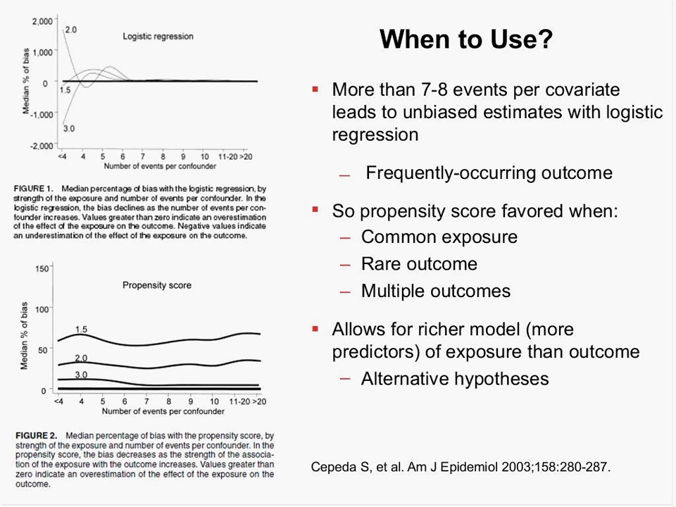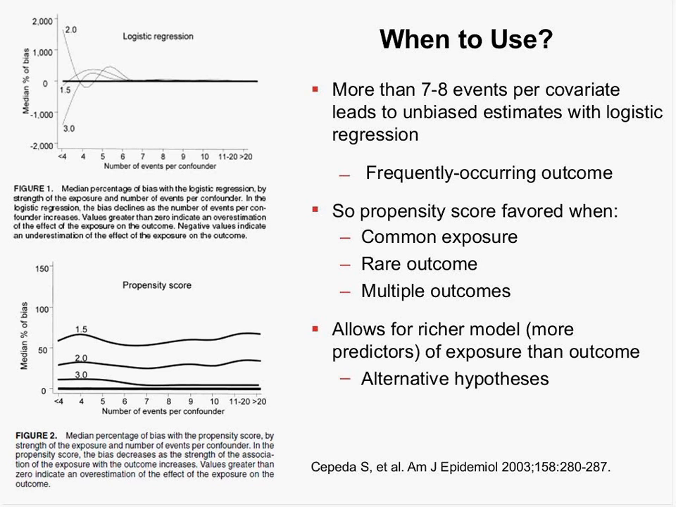In the reverse situation, when you have a common outcome, there may be an advantage to using the propensity score. And traditional modeling with logistic regression or other types of modeling approaches may actually have an advantage over the propensity score.